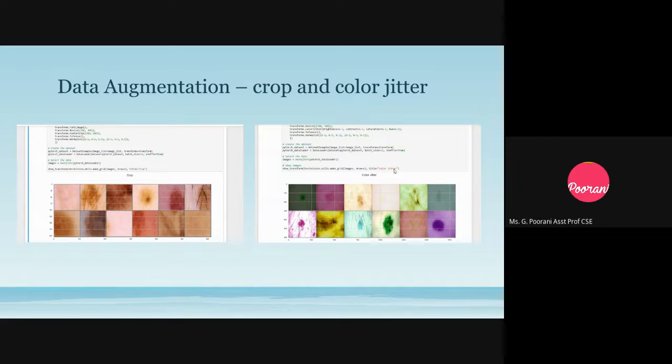Sorry to interrupt, ma'am. Here the colors have been changed to blue, violet, yellow and green, right? So how will it differentiate in this part?